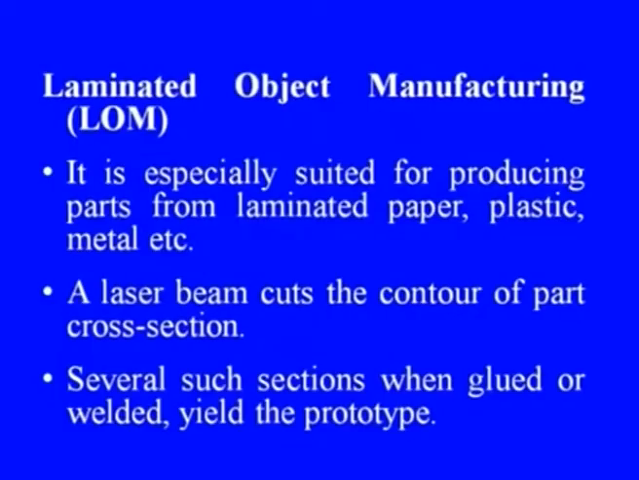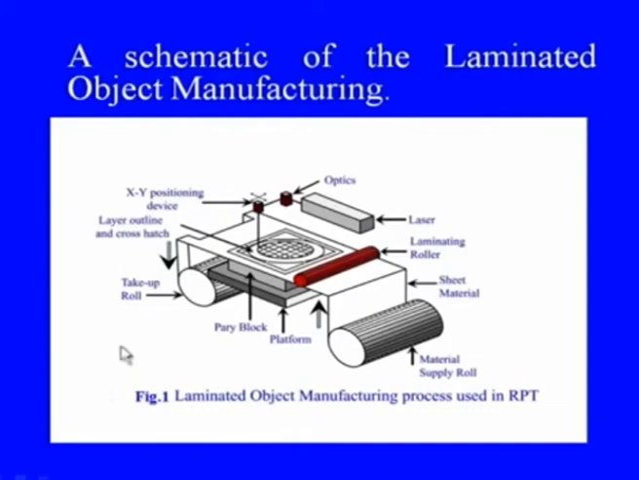Next, let us discuss another very popular technique, that is laminated object manufacturing or LOM technique. It is especially suited for producing parts from laminated paper, plastic, metals, etc. A laser beam cuts the contour of part cross section. Several such sections, when glued or welded, yield the prototype. This is a schematic displayed on the screen of this laminated object manufacturing process.